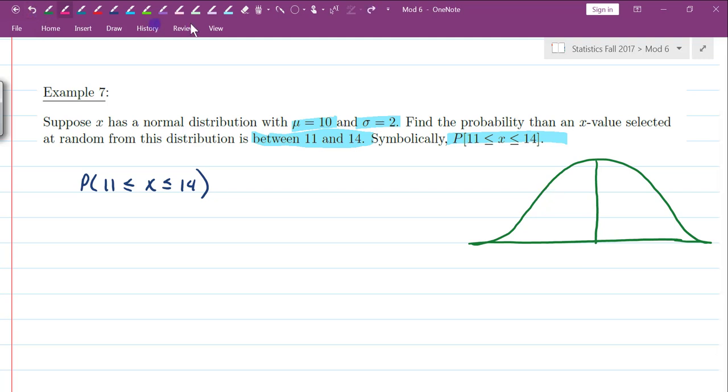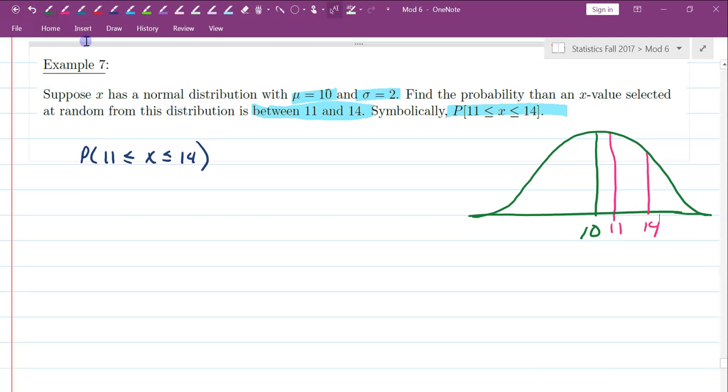Let's see here. What is our mean? Our mean is equal to 10. And we're looking for 11 to 14. Both of those values are greater than 10. Okay, now I have my colors straightened out. And we're looking for the area in between these two values. So we're looking for this area right in here.